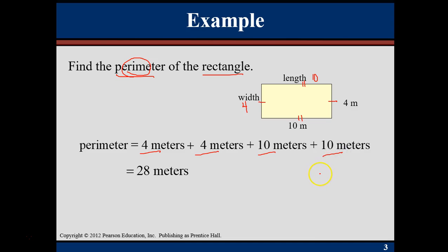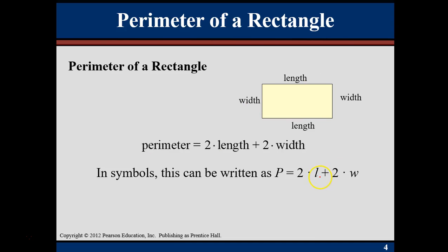Since I'm adding up 2 of one side and 2 of another, we can shorten that formula to be the perimeter is equal to 2L, 2 times the length, plus 2W, which is 2 times the width.